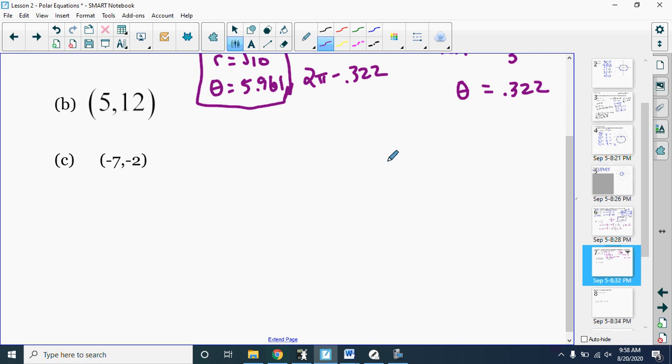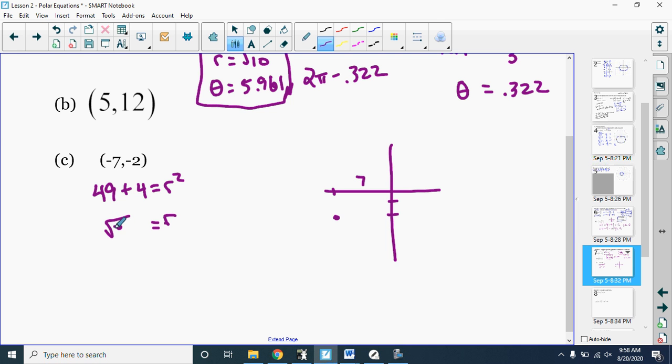So -7, -2. Again, Pythagorean theorem should give us the radius: x squared plus y squared equals r squared. My radius is root 53. And these problems will be on the calculator part, so I guess you could write it as a decimal if you wanted.